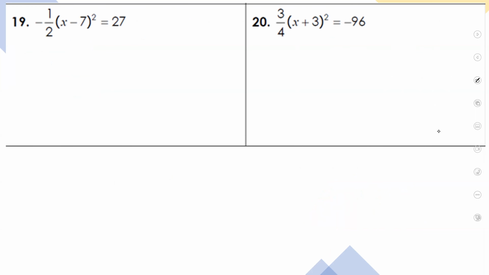So guys, when I have a fraction, how would I get rid of this negative 1/2? Multiply it by negative 2, perfect. So you multiply this side by negative 2, that cancels. Multiply this by negative 2. So you'll get x minus 7 squared equals negative 54. And then you guys would do the square root of both sides.